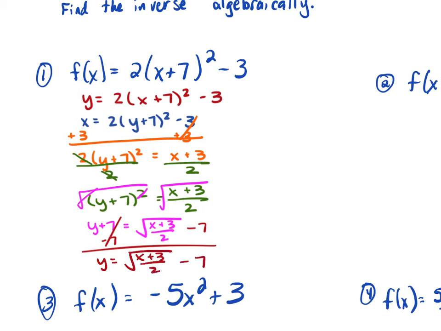Now, last thing here, rewrite this as f to the negative 1 of x. So this becomes f to the negative 1 of x is equal to the square root of x plus 3 over 2 minus 7.